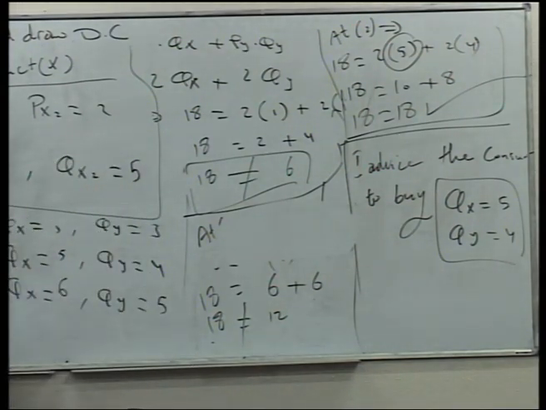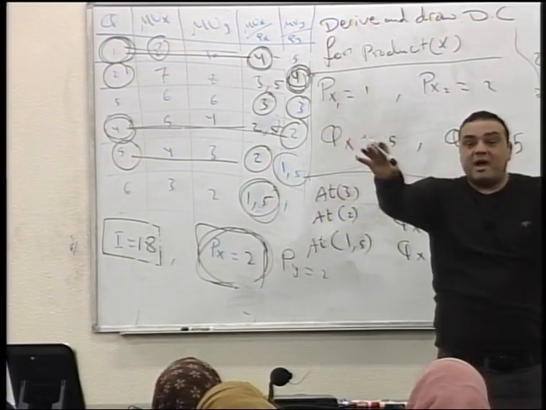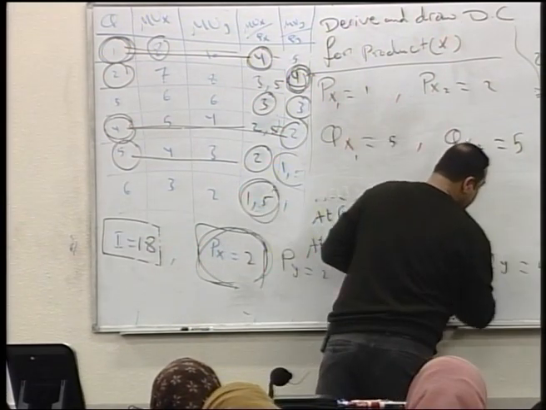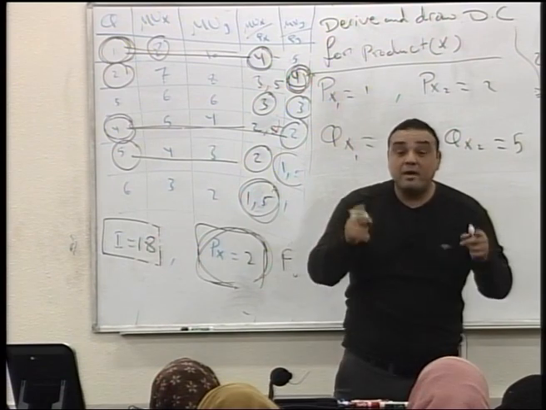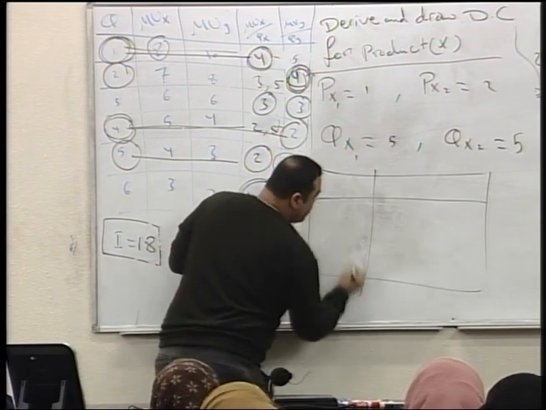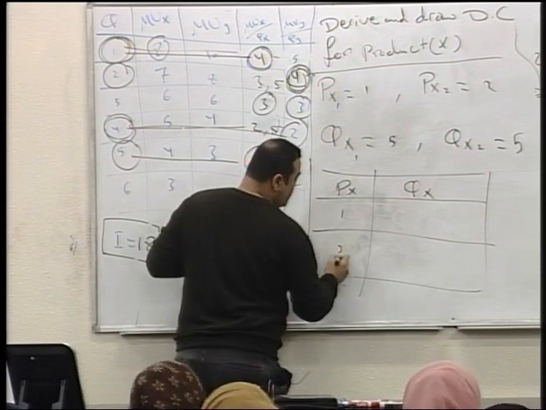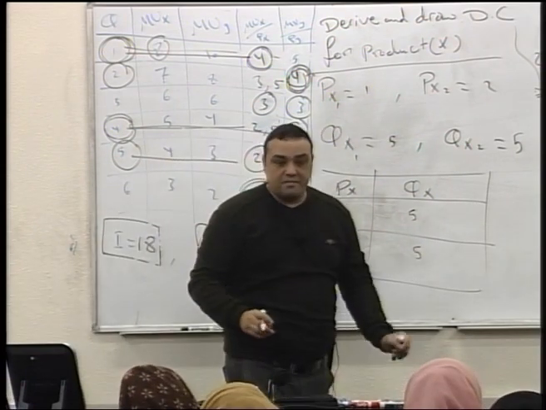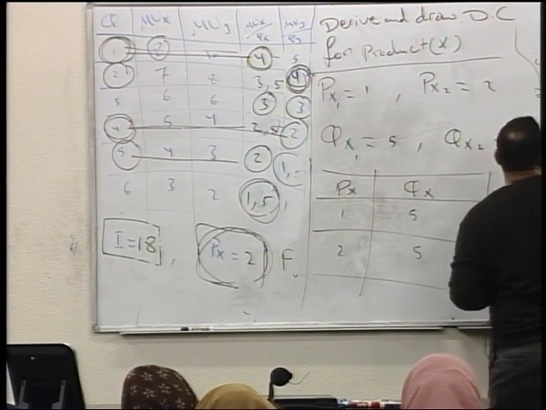I don't know. How can we determine whether this demand is elastic or inelastic? Of course we draw the demand curve. Let's make a demand curve. It will come out perfectly inelastic. Perfectly. Wait, we'll see. Here is the table for the demand curve: price of X, quantity of X. Price of X 1, 2, quantity of X 5 and 5. Let's draw the demand curve. Maybe perfectly elastic, maybe. Let's see where the graph takes me.